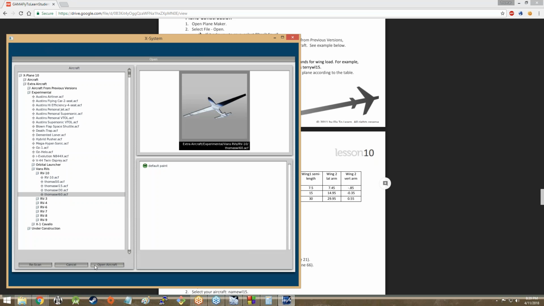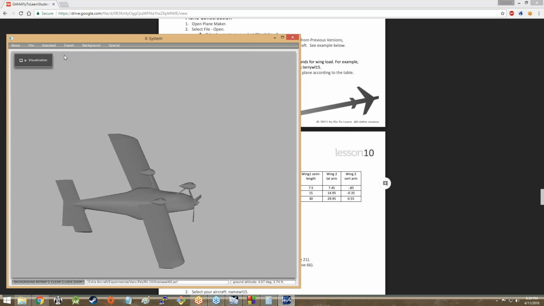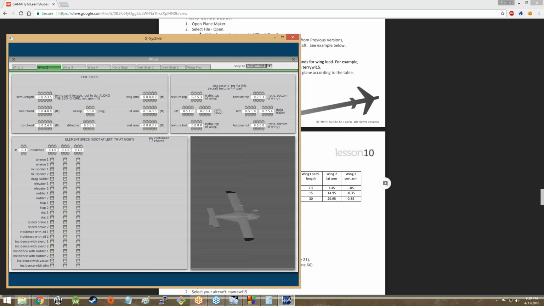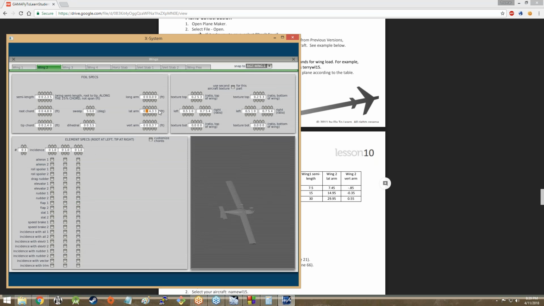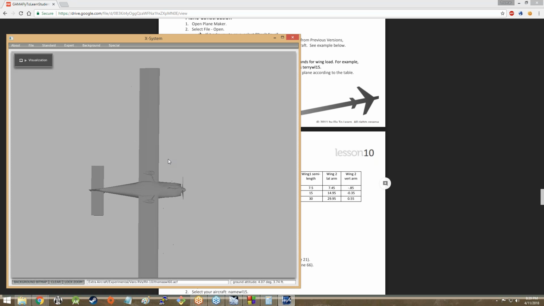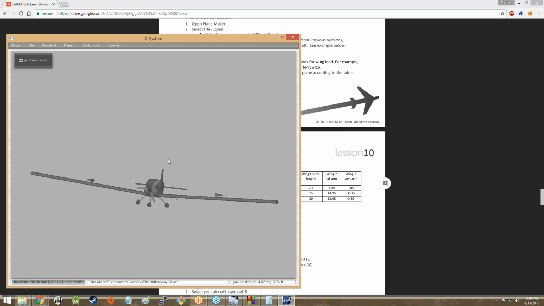Open 60. And I think you get the idea. Wing 1 semi-length is going to be 30. Wing 2, the lateral arm is going to be 14.95, and the vertical arm is going to be positive 0.55. And hit enter, and we've got our 60-foot wings.